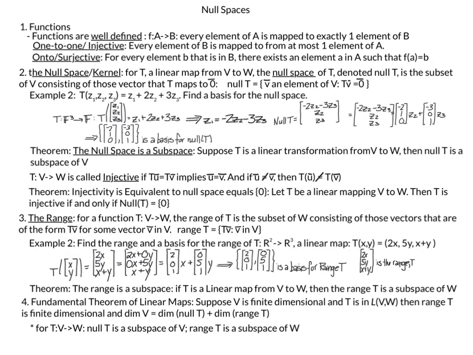Our final theorem that we will introduce is the fundamental theorem of linear maps that says suppose V is finite dimensional and T is in the space of linear maps from V to W. Then the range of T is finite dimensional and the dimension of V is equal to the dimension of null of T plus the dimension of the range of T.